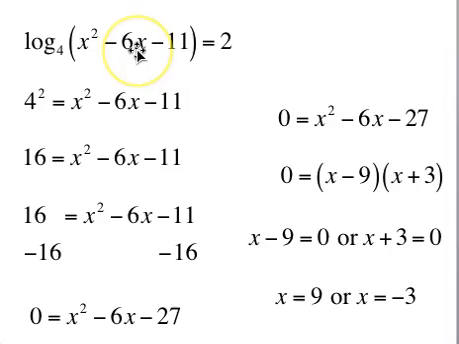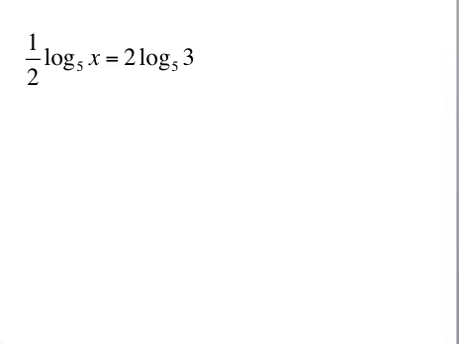Negative 3 squared is 9. Negative 6 times negative 3 is 18. 9 and 18 is 27. Minus 11 is indeed 16. So both of those numbers are okay. When we plug those numbers in, we get 16. We don't have a negative number in the argument. That's something we need to take care of, because a log function is only defined at positive numbers. It's not defined at 0. It's not defined at negatives.